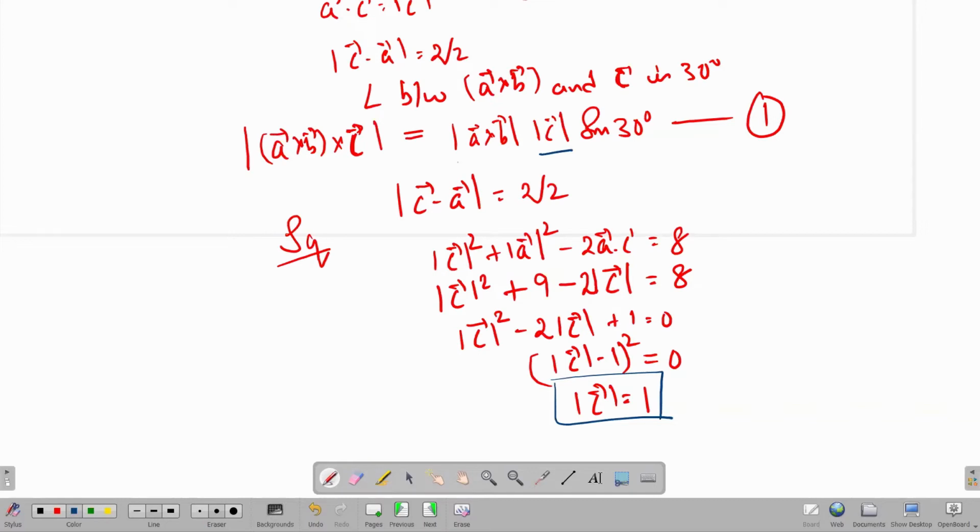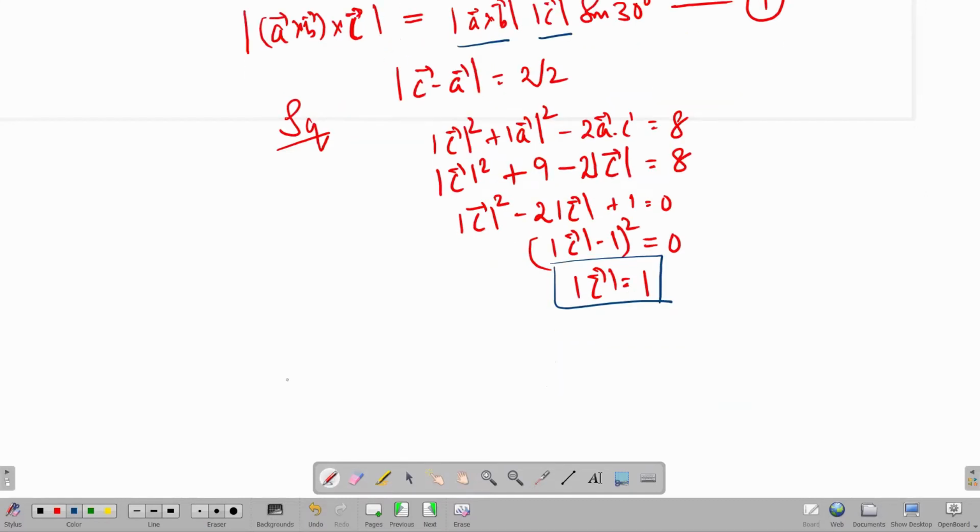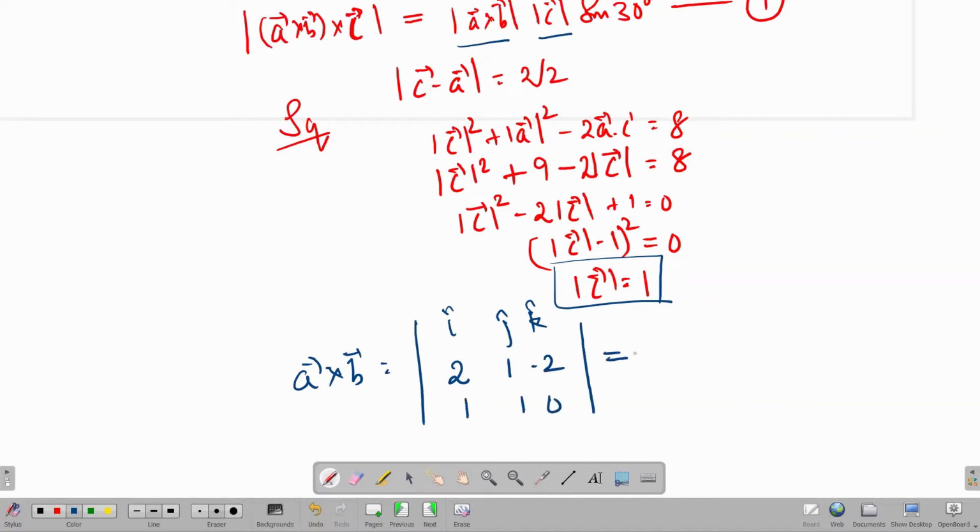But what else do we need? I need A cross B. And as you know, A cross B is just solving this determinant, that is i, j, k, and since A vector was 2i plus j minus 2k, I write here 2, 1, minus 2, and B vector was i plus j, so I write here 1, 1, and 0. Rest, I have to just solve this determinant. What I get is 0, minus of minus 2 plus 2, minus j, this is again plus 2, plus k, and this is 2 minus 1, that is 1.